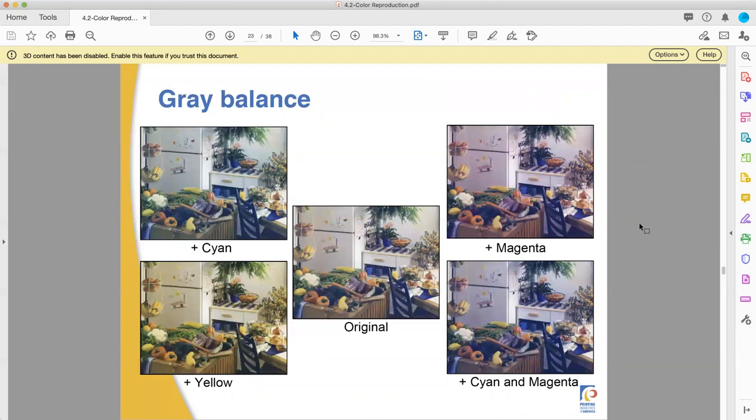Here's what happens if you don't. A balanced gray means that all the colors in the image will come out looking neutral. This is one of those things, one of those horrible things about pre-press. You do your job right and nobody notices. You do it just a little bit wrong and everybody's on your case.